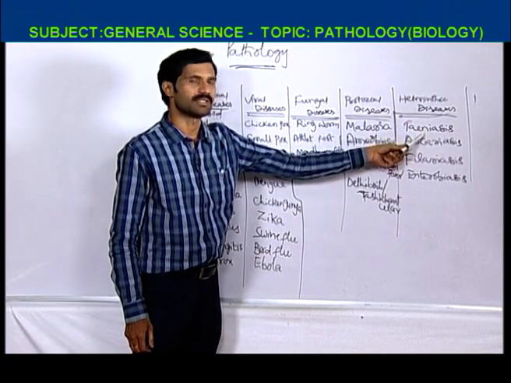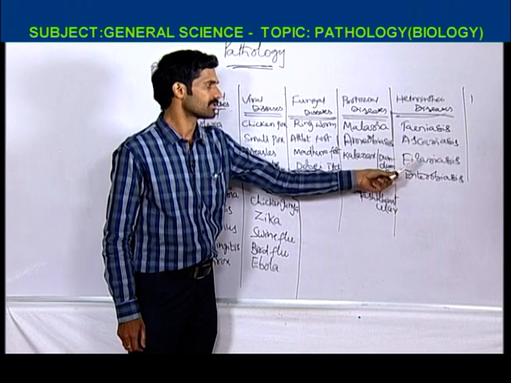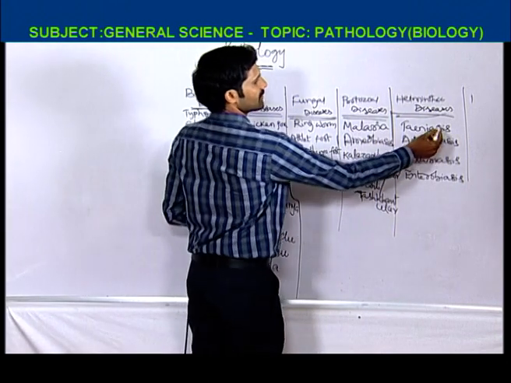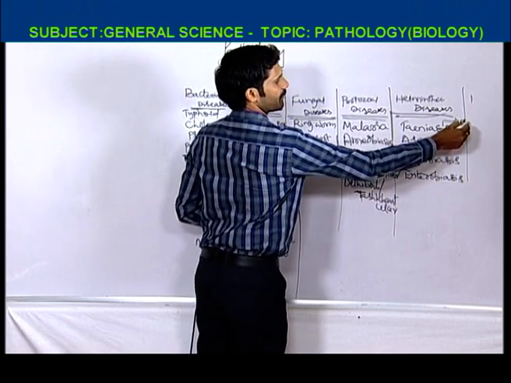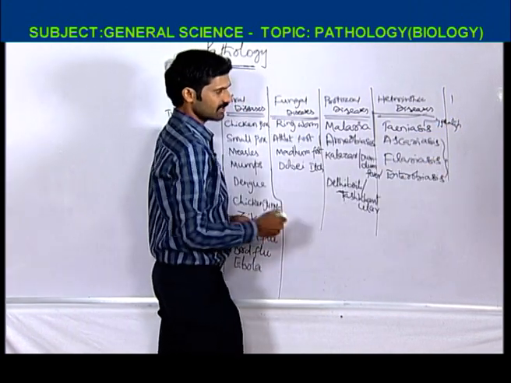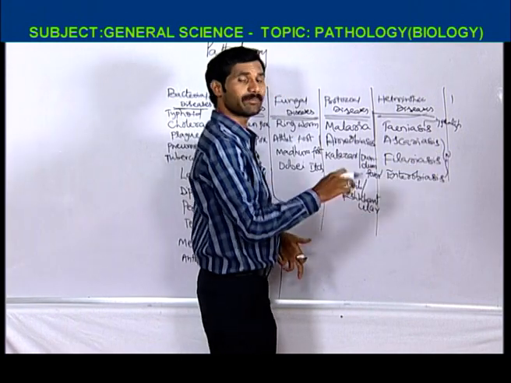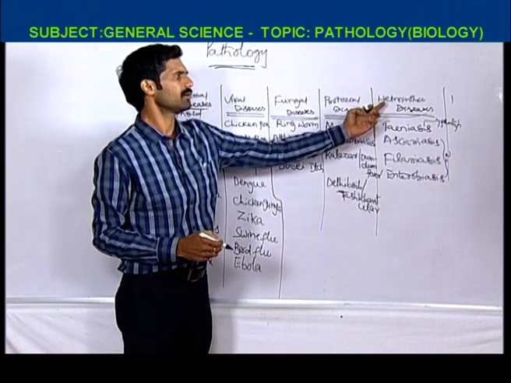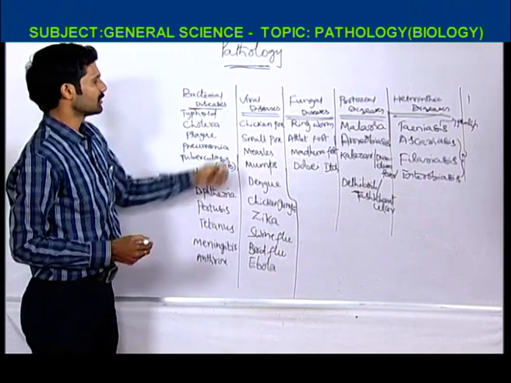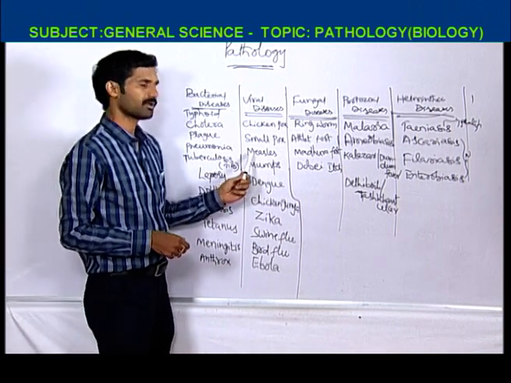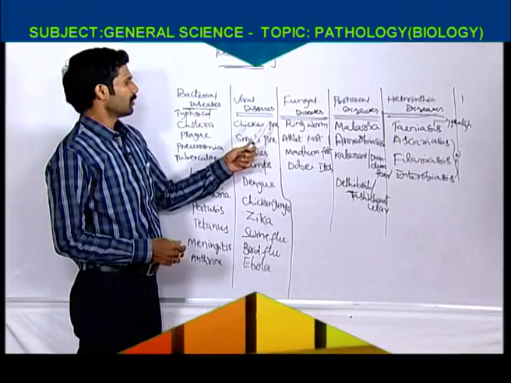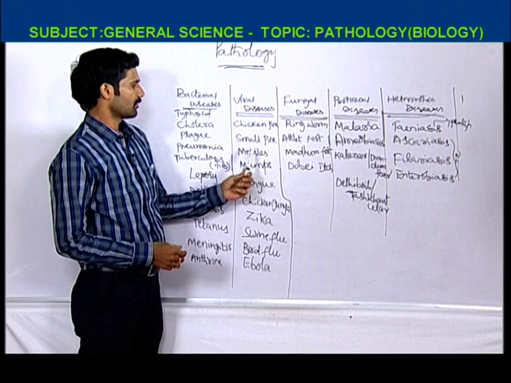Helminthic diseases include teniasis, ascariasis, filariasis, enterobiasis. Teniasis is a flatworm helminthic disease. And the remaining three diseases are nematode diseases, together called helminthic diseases. So you have to concentrate on all these diseases, which are very important from the examination point of view. All the diseases are compulsory and very important.